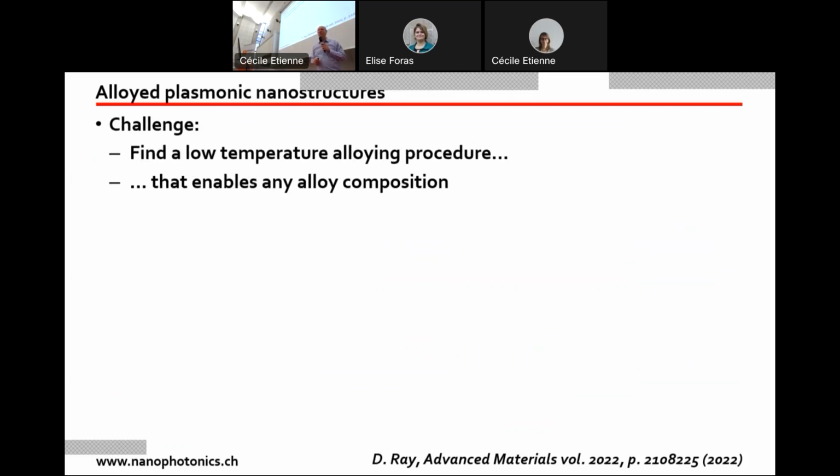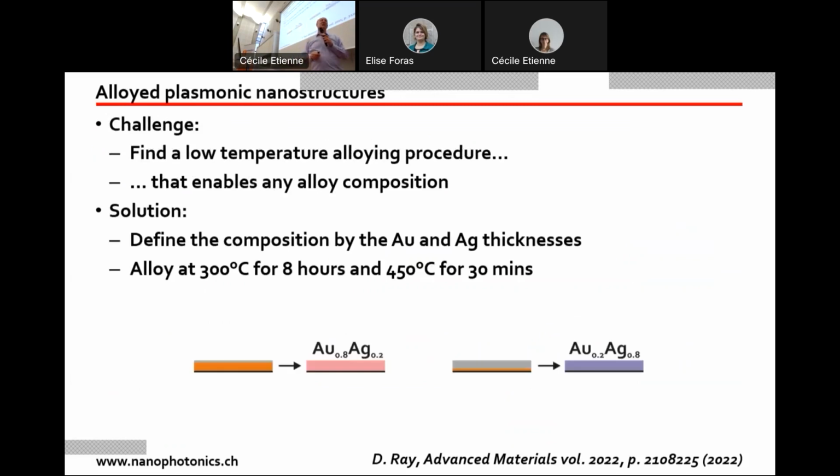So we thought, could we actually develop a technique that can make an alloy, gold-silver alloy, that would not destroy the shape of our nanostructures? And it turns out that instead of heating at high temperature, what you need to do is be very patient. So the recipe we came up with is based on heating at only 300 Celsius, but for 8 hours, and then half an hour at the very end to just give a little boost on the nanostructure so that you really have a good alloying process.